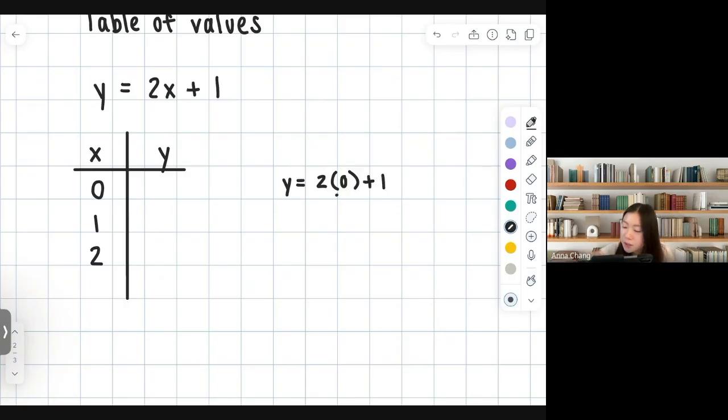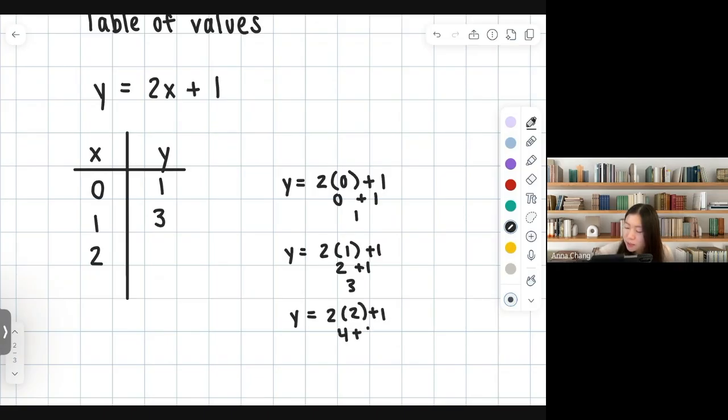2 times 0 is 0. 0 plus 1 is 1. So y equals 1 here. Let's do the others. Let's continue. Y equals 2 times 1 plus 1. 2 times 1 is 2, plus 1 is 3. This will be 3. Last one, y equals 2 times 2 plus 1. 2 times 2 equals 4, plus 1 is 5.